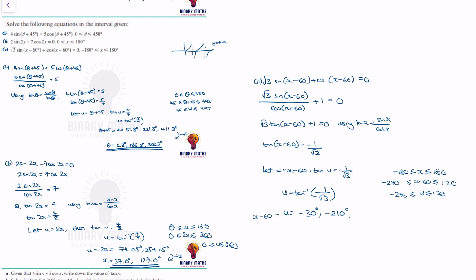So that is u, which was x minus 60 degrees. If I want to find x, all I need to do is add 60 degrees. So x will be equal to minus 30 plus 60, which is 30 degrees, and minus 210 plus 60 is minus 150 degrees. So that would be it.